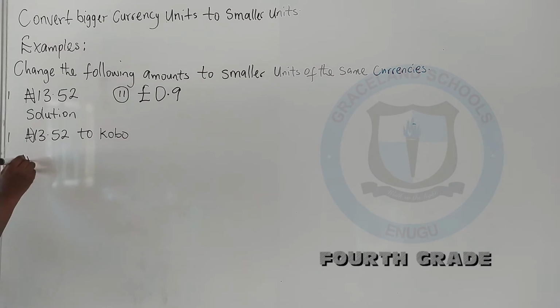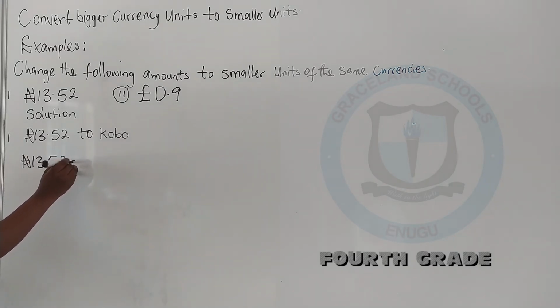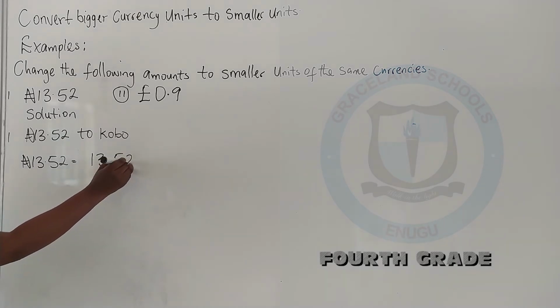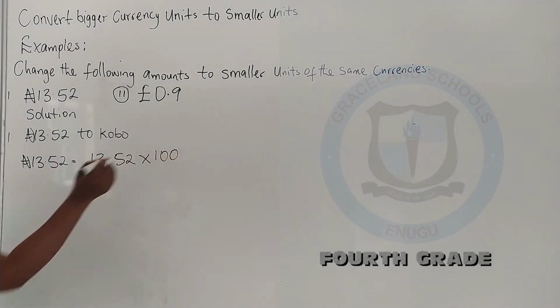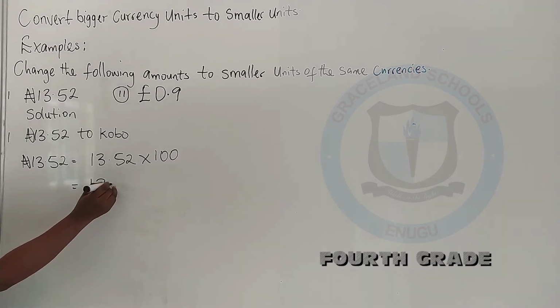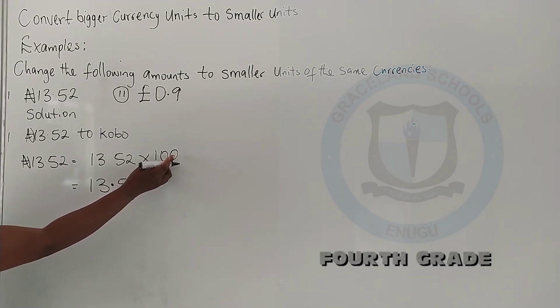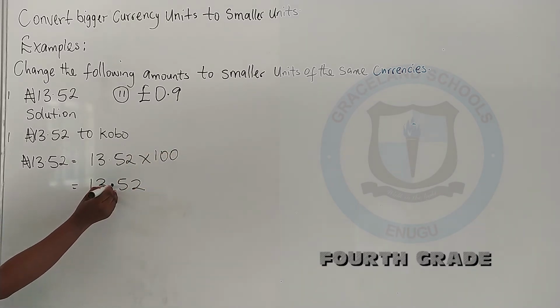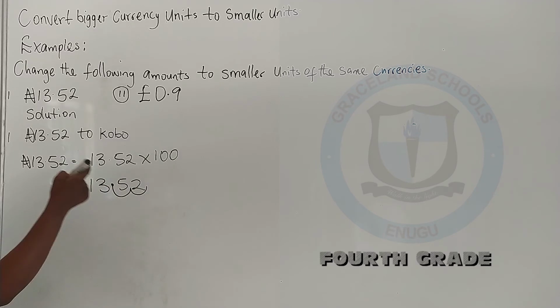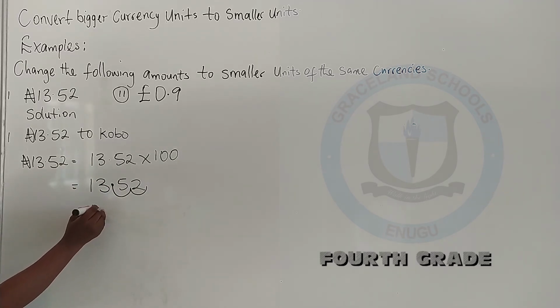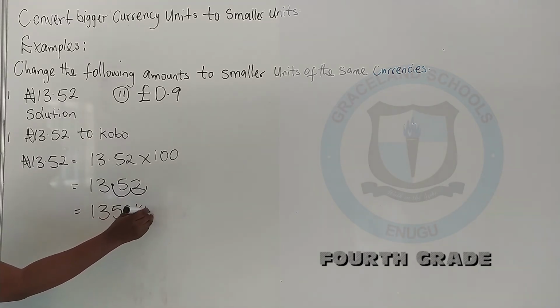Watch. Equals 1352 times 100. Write it out. From the decimal point, move the number of zeros. We have 2 zeros there. 1, 2. Move the number of zeros to the right. So the decimal point is out because you've multiplied with 100. Your answer is 1,352 kobo.